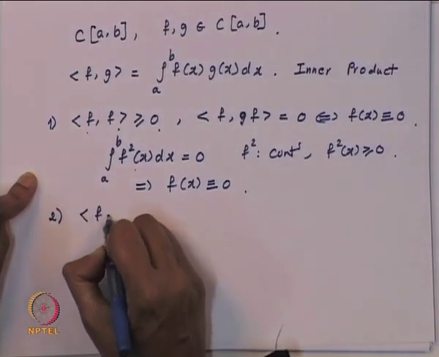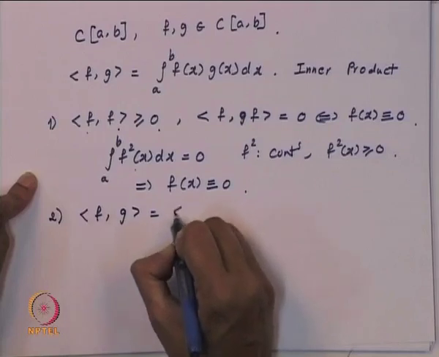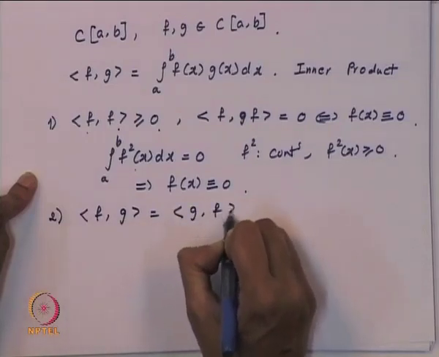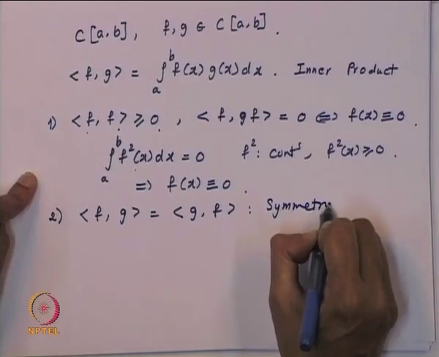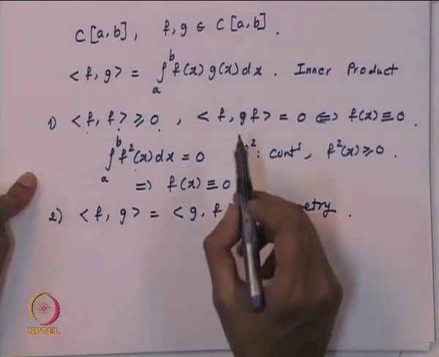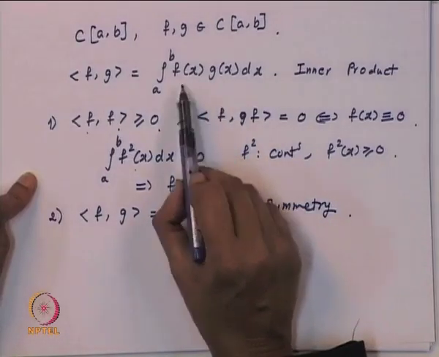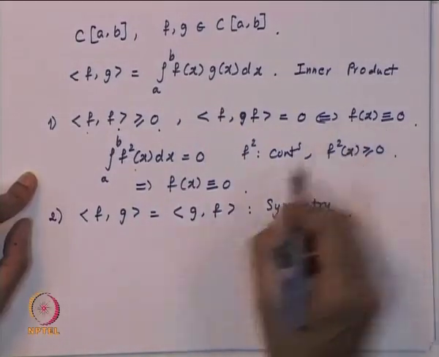Second property is that the inner product of f with g is the same as the inner product of g with f, and that is because multiplication of real numbers is commutative.